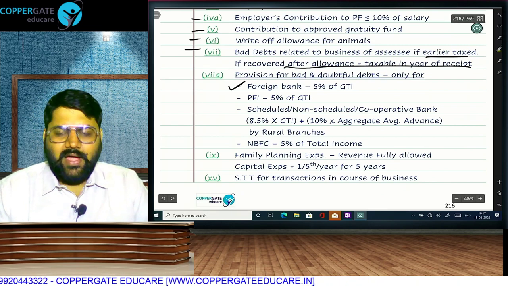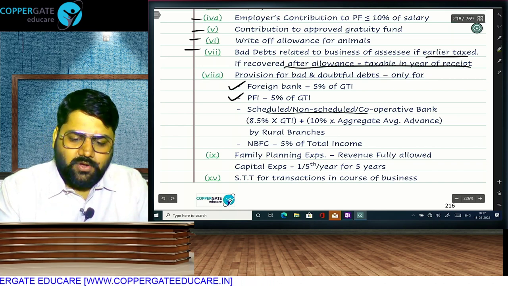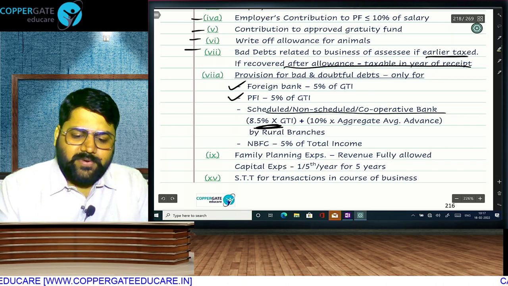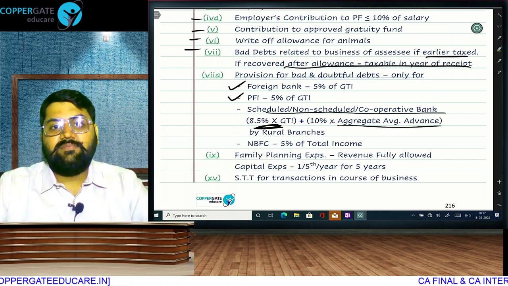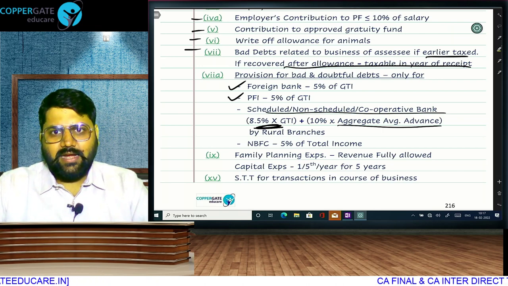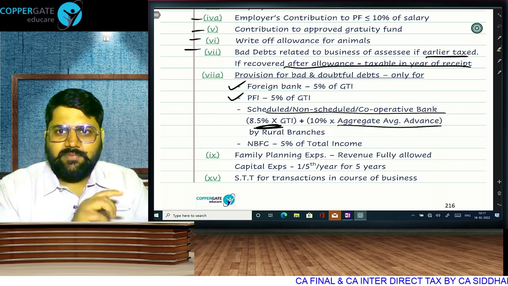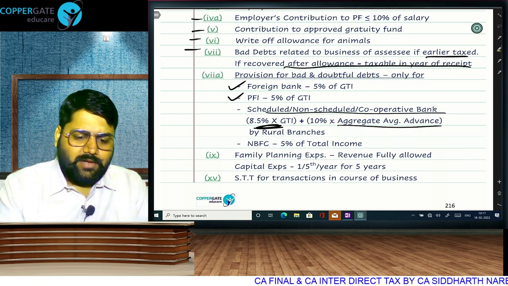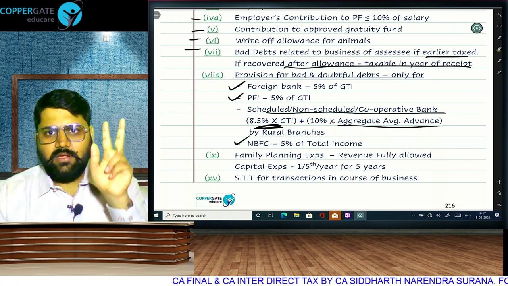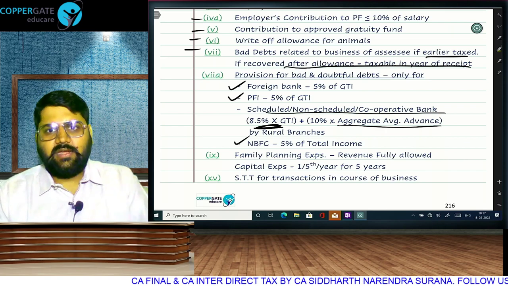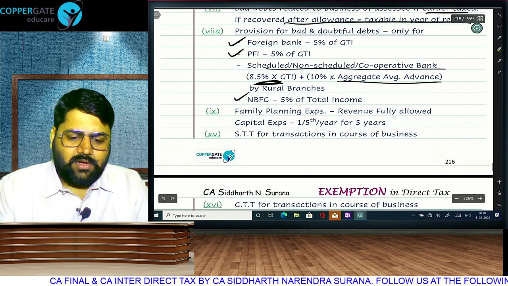For foreign bank, 5% of GTI. For public financial institution, 5% of GTI. For scheduled bank, non-scheduled bank, cooperative bank, 8.5% of GTI plus 10% of aggregate rural advances given by rural branches. That will be the total deduction. NBFC also 5%. So NBFC, foreign bank, and PFI 5% of income. And for scheduled cooperative bank, 8.5% of GTI plus 10% of aggregate rural advances.